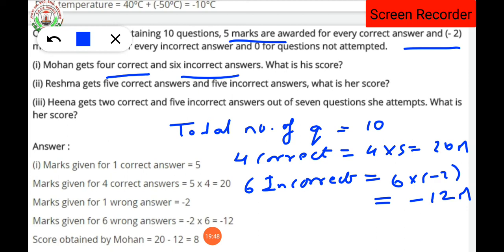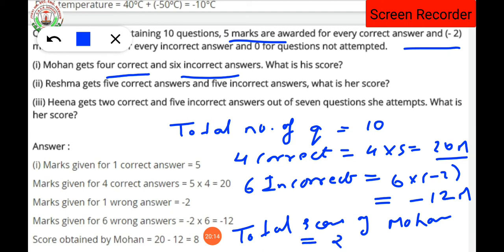So what is his score? If he attempts 4 correct questions and 6 incorrect questions, what will be the total score of Mohan? What is the marks for the correct answers he got? That is 20 marks. Then what is the incorrect marks he gets? 12. So 20 minus 12 will be 8. So how many marks did Mohan get? That is 8 marks. Clear everyone?